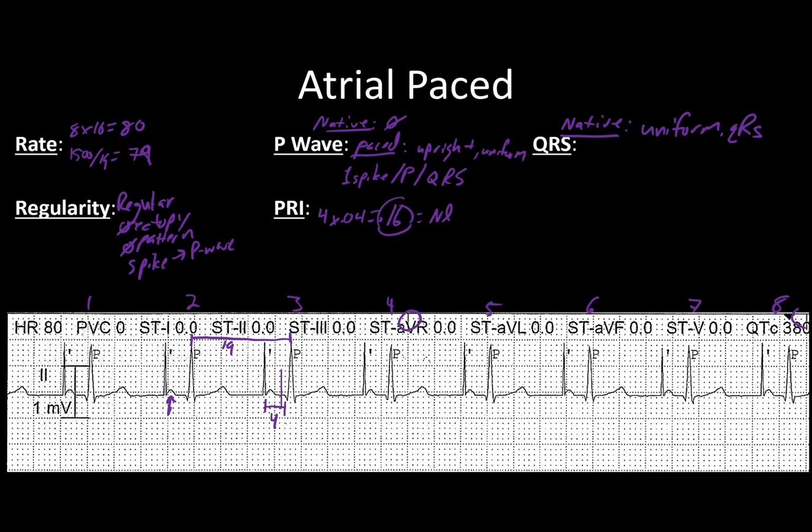QRS shape. And if we go ahead and measure these out, I guess we started here, and so we'll end here. That's about 2.5, we'll call it. Okay, and so that is normal as well.